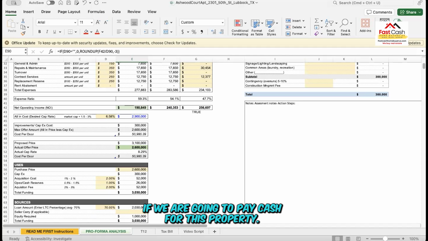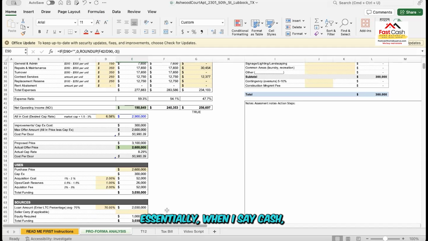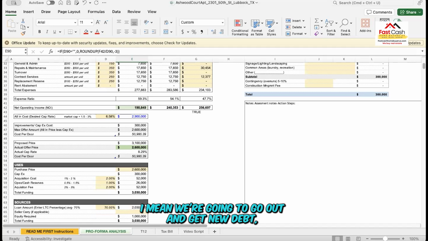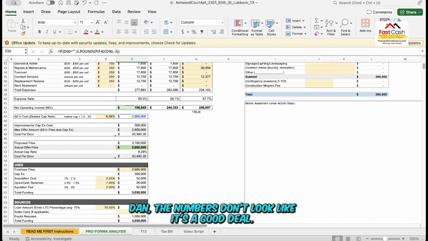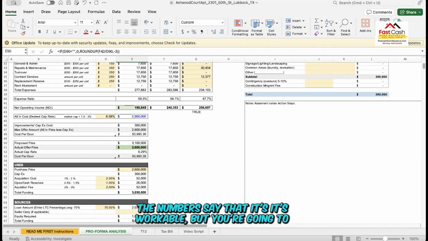If we're going to pay cash for this property, essentially, when I say cash, I mean we're going to go out and get new debt, raise the capital, and pay off the existing mortgage, or just pay him and walk away, then the numbers don't look like it's a good deal. The numbers say that it's workable, but you're going to have a hard time raising capital with the returns that you're offering on the deal.